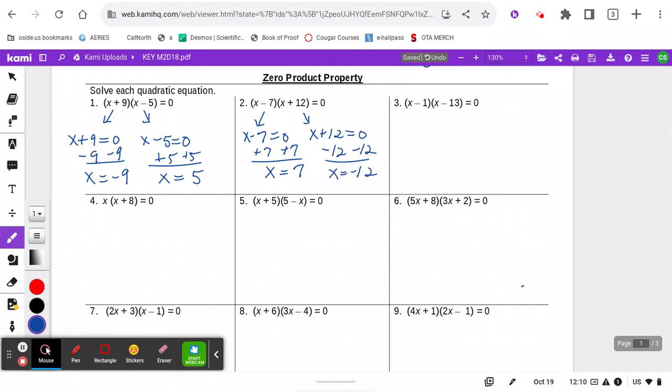Now, when both factors are negative, we are expecting that both solutions should come out positive.